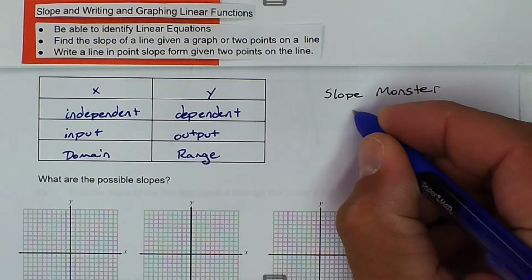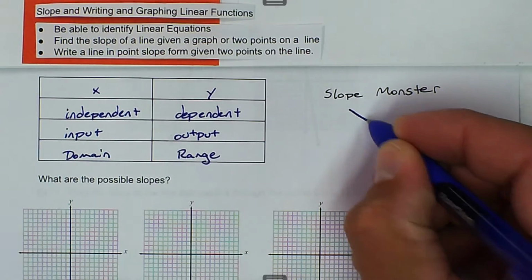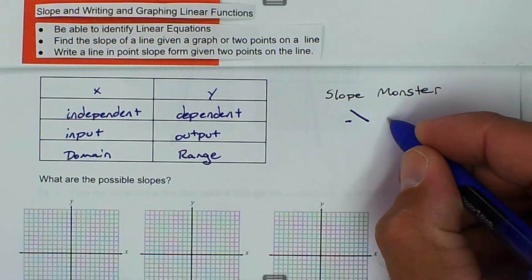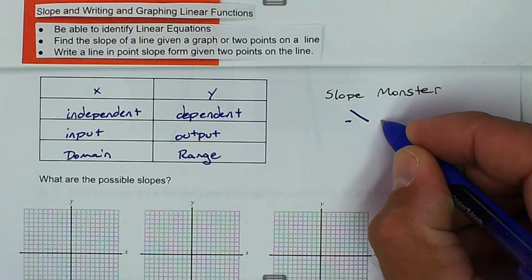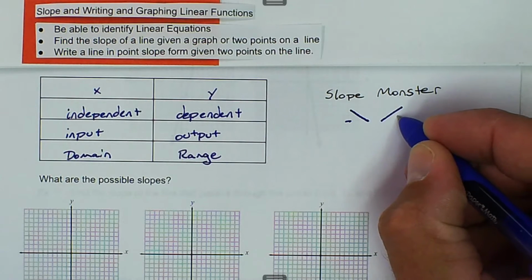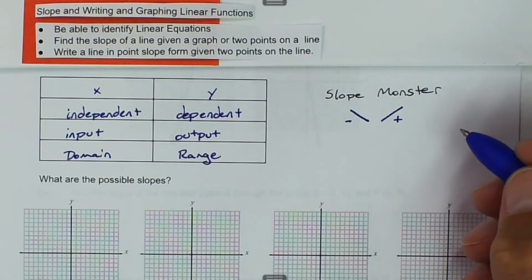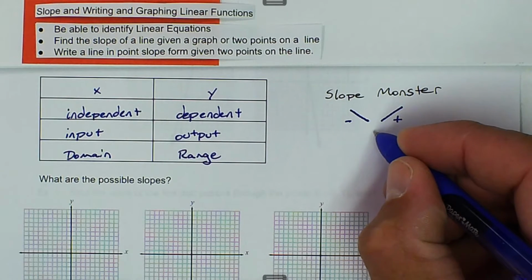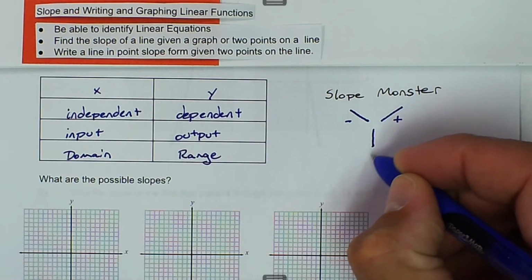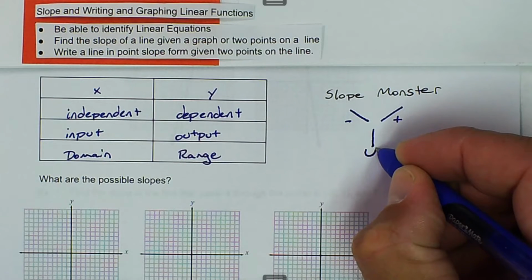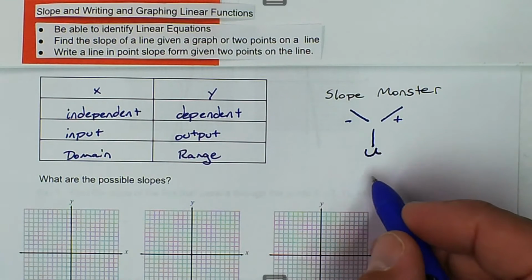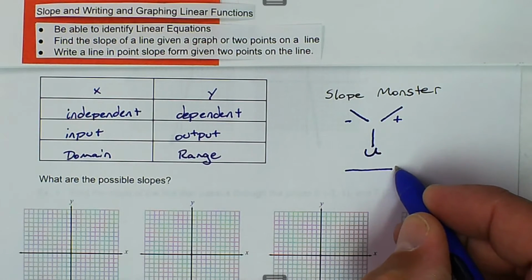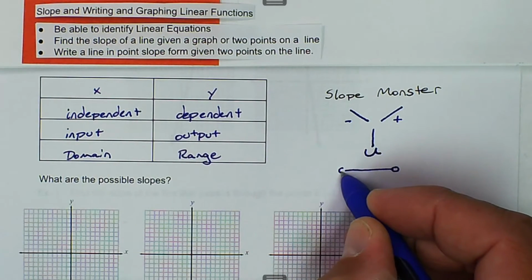We could have a slope that starts high and goes low. That would be a negative slope. We could also have a slope that starts low and goes high. That would be a positive slope. We could have a slope that goes straight up and down. That would be undefined. And we could have a slope that goes straight across. That would be a 0 slope.